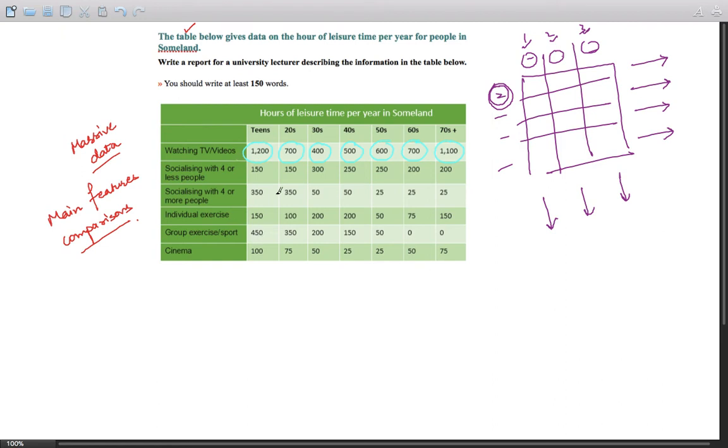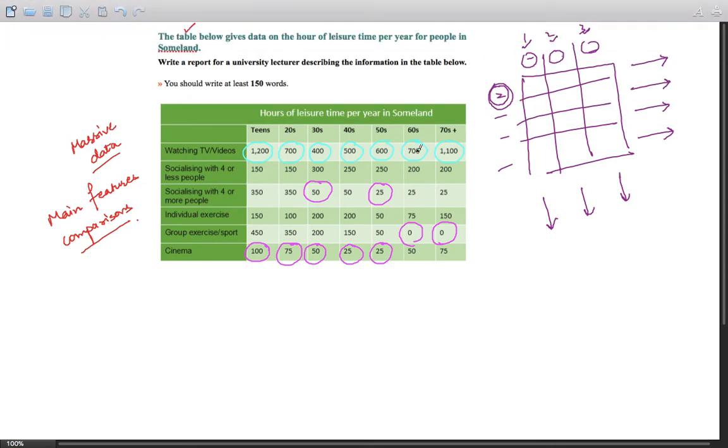Okay, so let us find the least amount of time the teens spend. They spend the least amount of time on cinema. And the 20s group, they spend the least amount of time, again, on cinema. 30s, it's socializing and cinema. 40s, it's cinema. 50s, it's socializing with a group of people and cinema. 60s, they do not spend any time in exercising or sport. 70. So you need not write a new sentence for every category. All you need to do is you can see there's a clear movement.